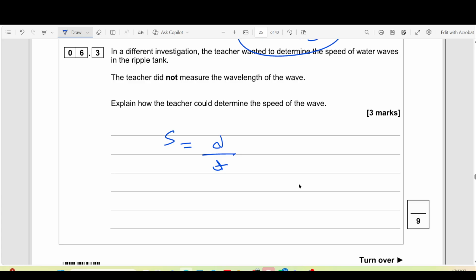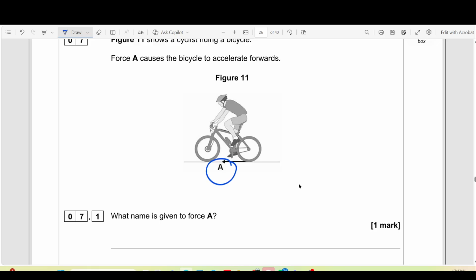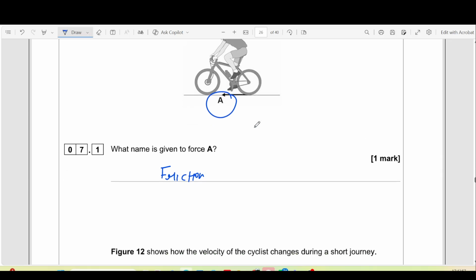What name is given to force A? No, kinetic energy. It was going forward. Friction, right? It is a contact force between tires and the surface.